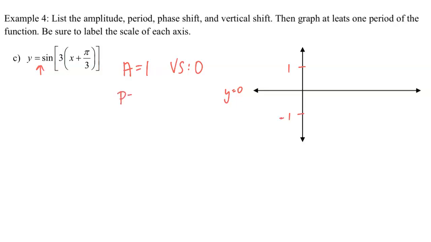Next, I want to find the period. So the period is going to be 2 pi divided by b. Well, in this case, the b has been factored out.